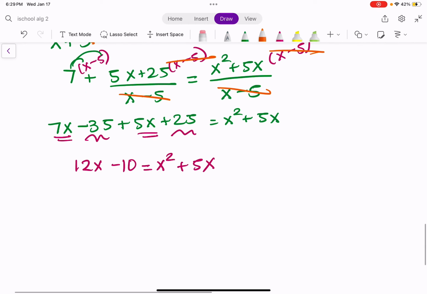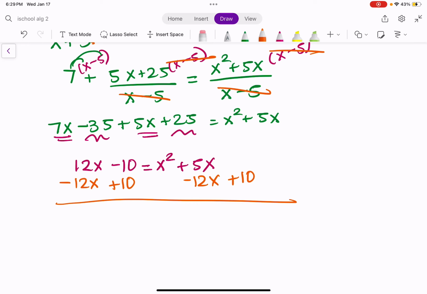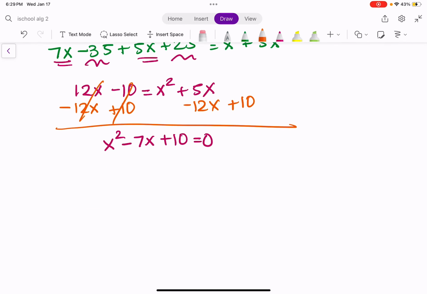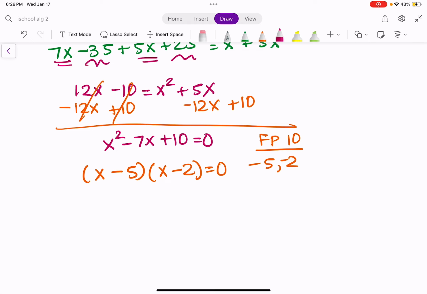I'm going to move everything to one side, right? We should know how to do this now. It's a lot of work, but we're almost there. My hand hurts. Okay, I have x squared minus 7x plus 10 equals 0. Okay, find factor pairs of 10. 5 and 2. Both have to be negative. So I have x minus 5, x minus 2 equals 0. We know our shortcuts, right? x equals 5, x equals 2.